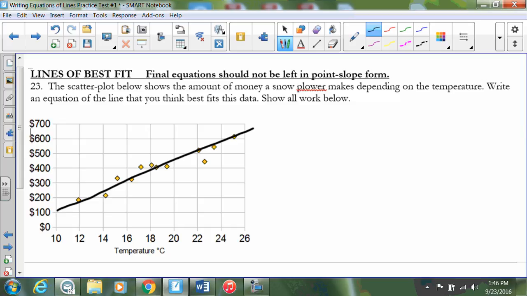But the problem is I didn't draw one that went through any corner points. Nope, I mean, not even this one. So that's not a corner point. That's not a corner point. That's not a corner point. Okay, so not a good job.